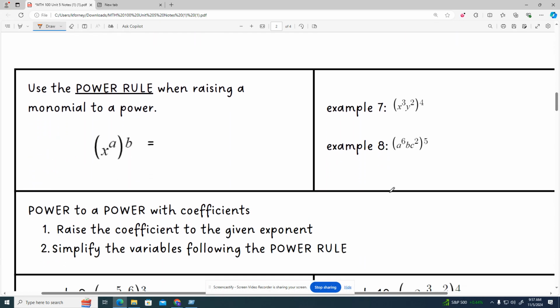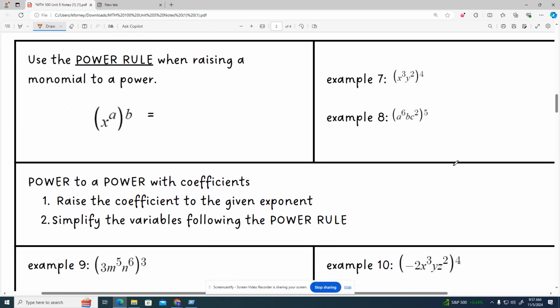All right. Use the power rule when you have an exponent raised to a power. That means you have 2 exponents together. You're saying that x to the a is raised to the power of b. So the power rule tells us to multiply exponents. So that would become x to the a times b.